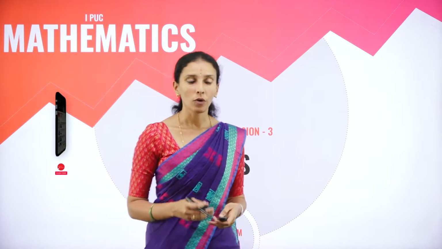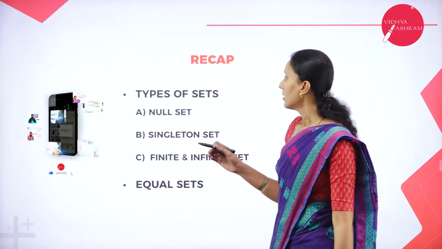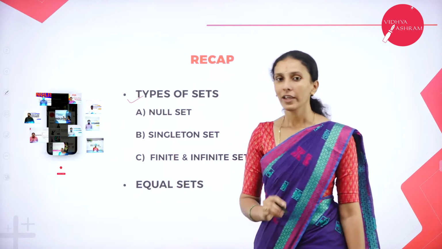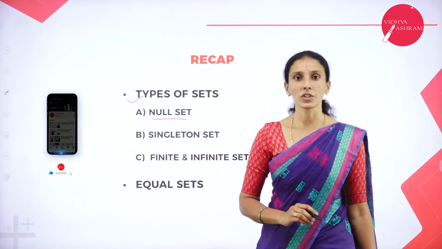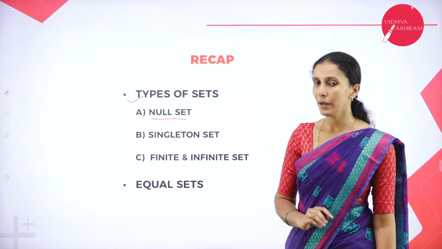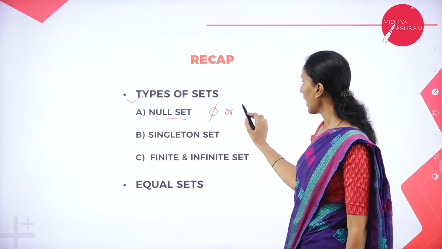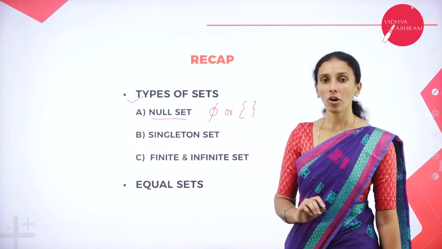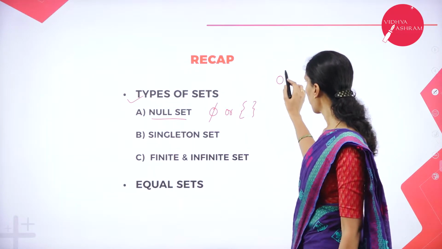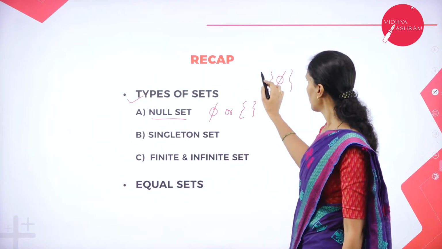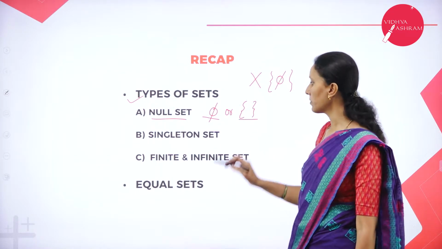So let us recall what are the concepts we have learnt in your second session. Types of sets, we come across different types of set. The first one is null set, a set which does not contain any element and is denoted by the symbol phi or empty braces. You are not supposed to write both together. You denote it either with phi or with empty braces.